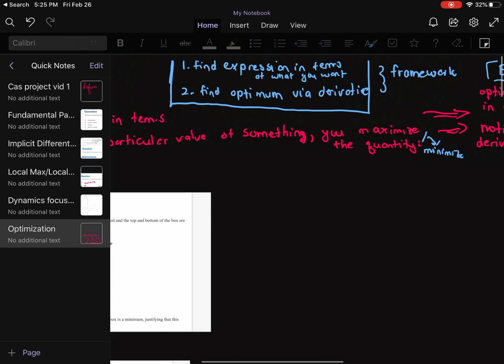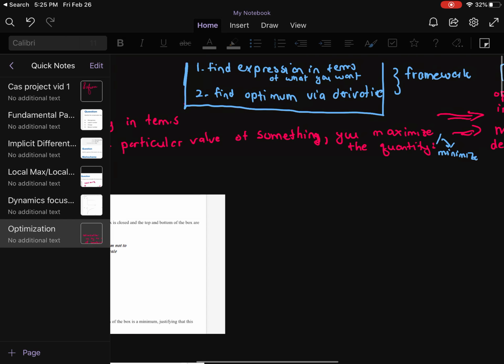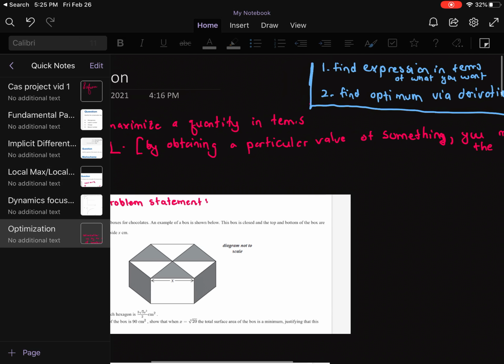To give a framework of how an optimization problem works, you effectively find an expression in terms of what you want, and then you find the optimum via the derivative.